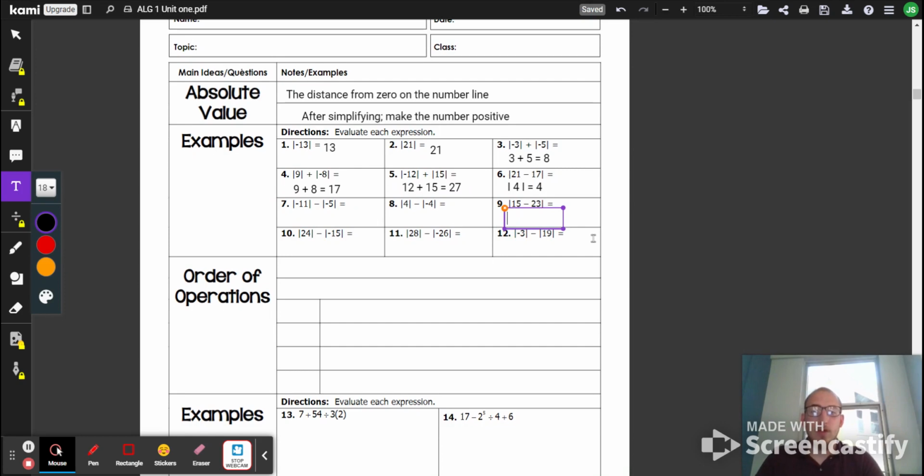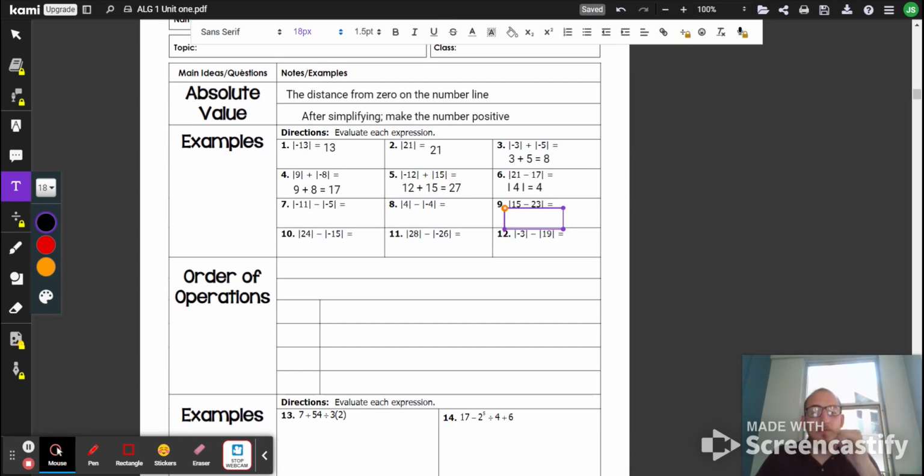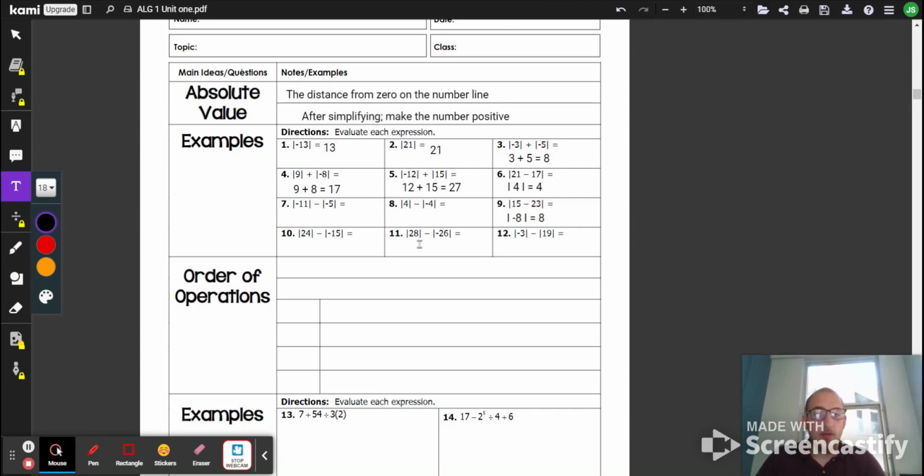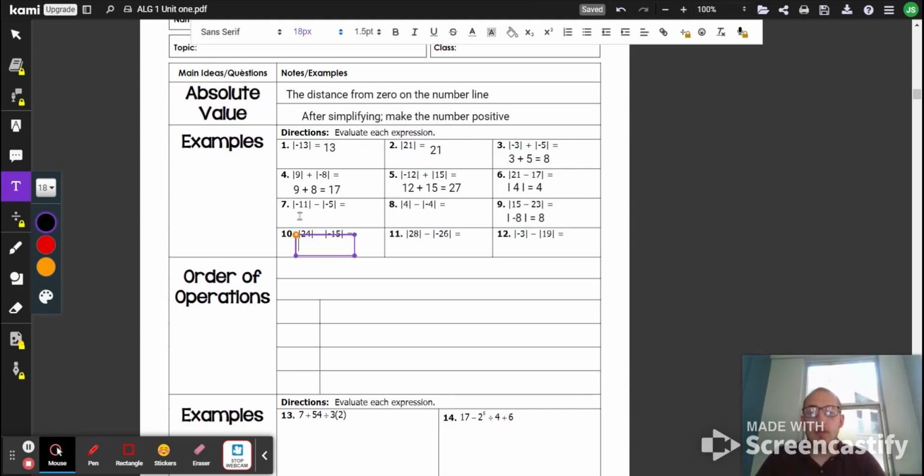Let's do this one right here. What is the absolute value of 15 minus 23? Well, what's 15 minus 23? That's negative 8. And then what's the absolute value of negative 8? That's 8. There are many ways to do these, but I say always simplify inside if you can, and then work from there.